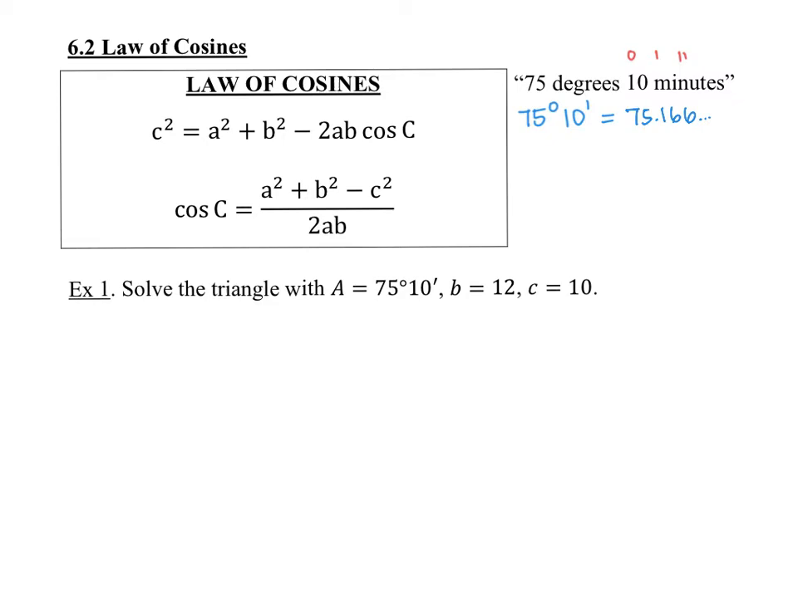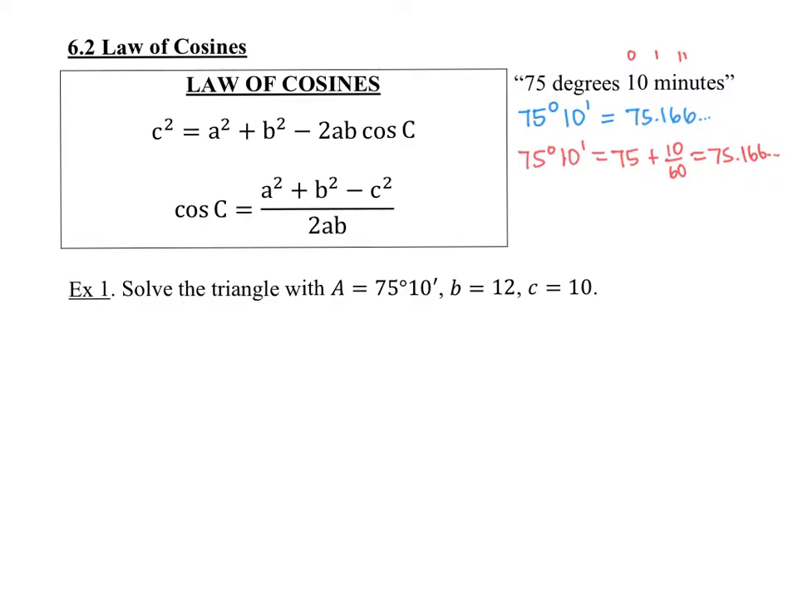If your calculator doesn't know how to do this, or that's just too much work for you, that's fine. The way you would do this without your calculator knowing it: each degree has 60 minutes, which is kind of easy to remember because you think 60 minutes in an hour. So it's really just saying 75 plus 10 over 60, which also gives you 75.166. Once you convert it, you don't need to worry about the degree button anymore. However you want to do it is fine.